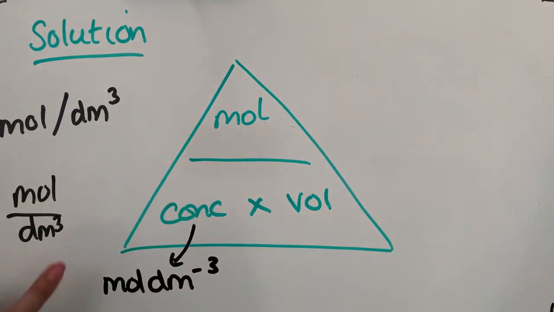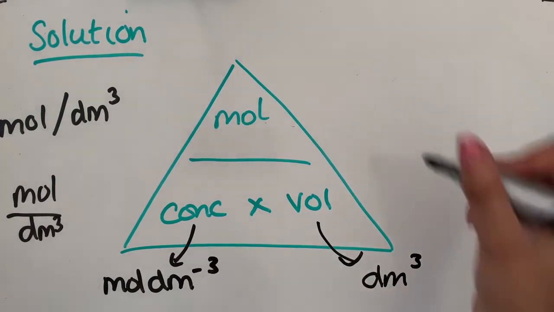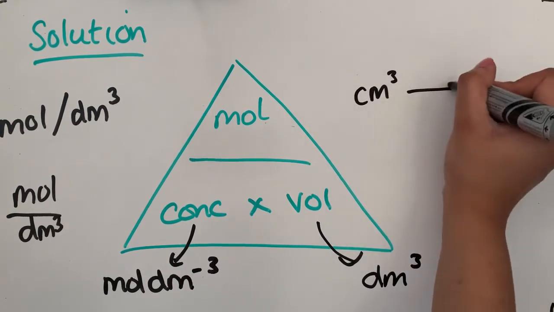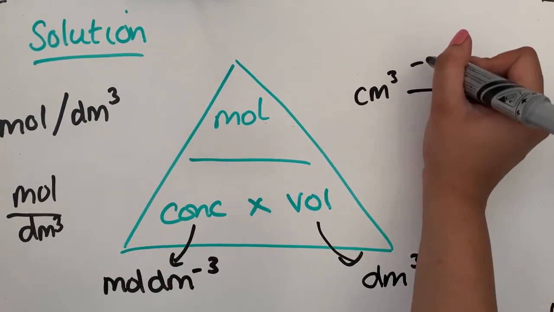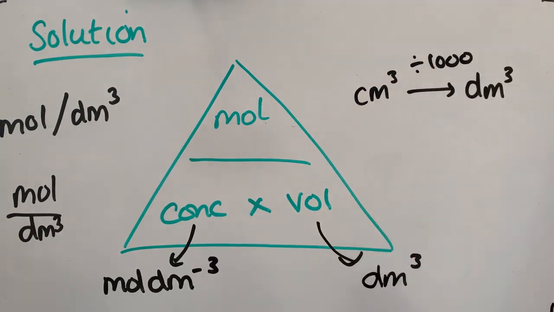And if we now do a bit of maths on this, bringing decimeters cubed to the top means making the power negative, which is therefore this notation here. All of these mean the same thing, but this is the one that we use in chemistry, moles decimeters to the -3. If your concentration is moles per decimeters cubed, that means your volume must also be in decimeters cubed. If it is not, remember, converting between centimeters cubed and decimeters cubed is just dividing by 1,000.